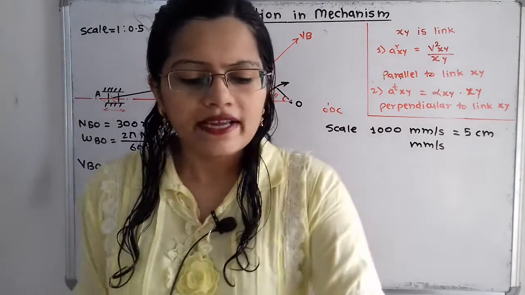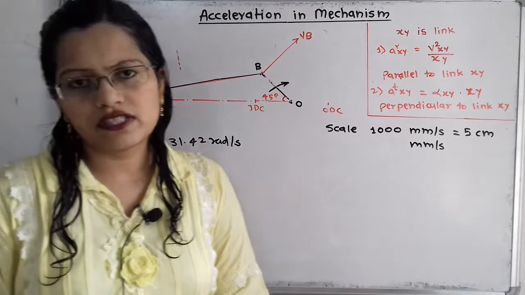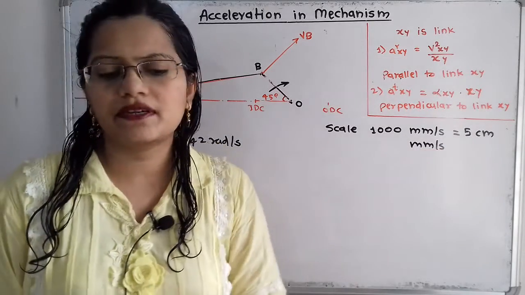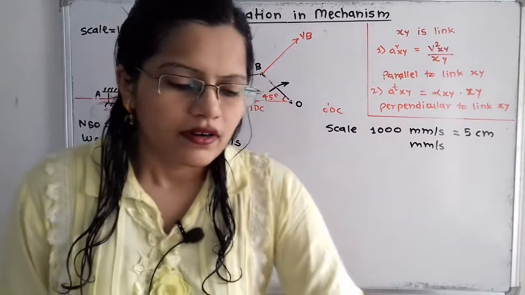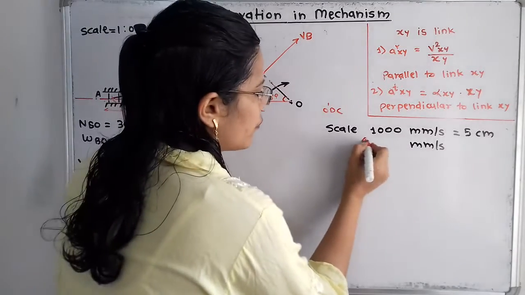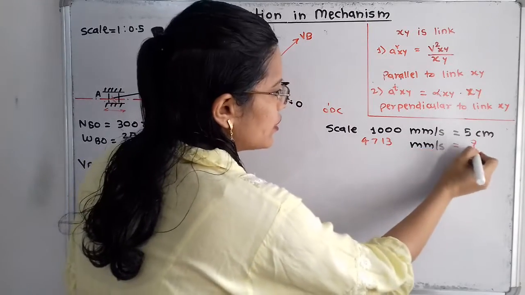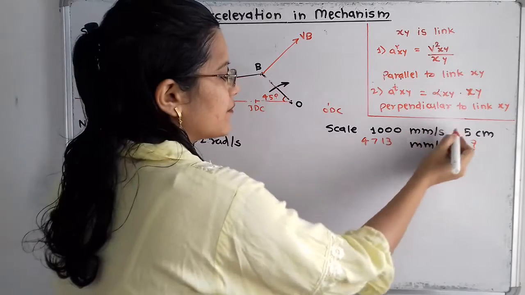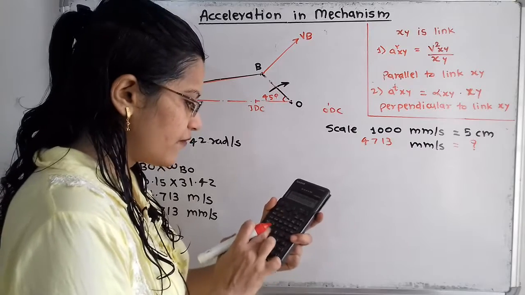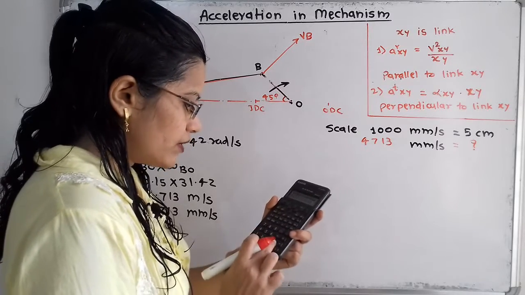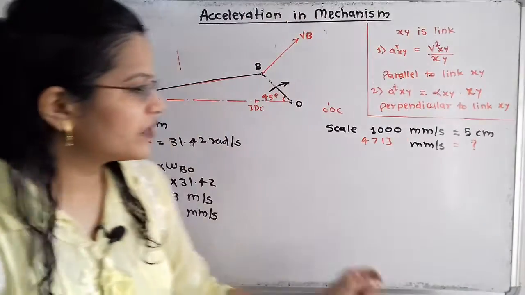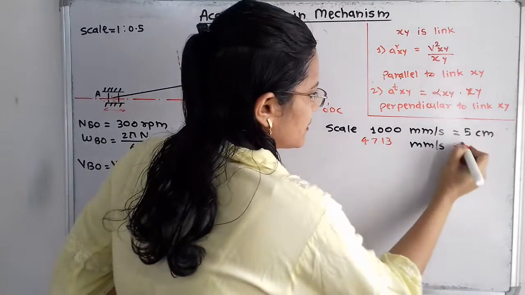Now we will take one scale to draw this velocity diagram. I will use a scale of 1000 millimeter per second equals 5 centimeter. Our magnitude for this VB is 4713 millimeter per second. So what is the scale that we have to take? Here we make a cross multiplication: 4713 multiplied by 5 divided by 1000 is equal to 23.56. So this is the magnitude that we have to take. I will write here 23.56 centimeter.